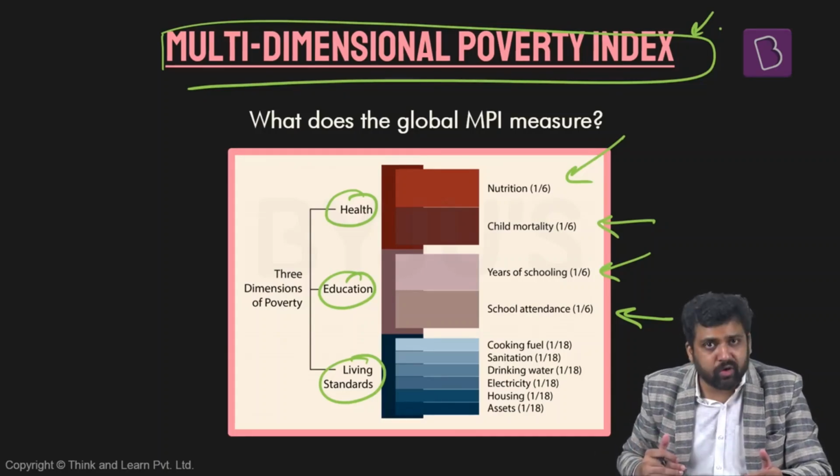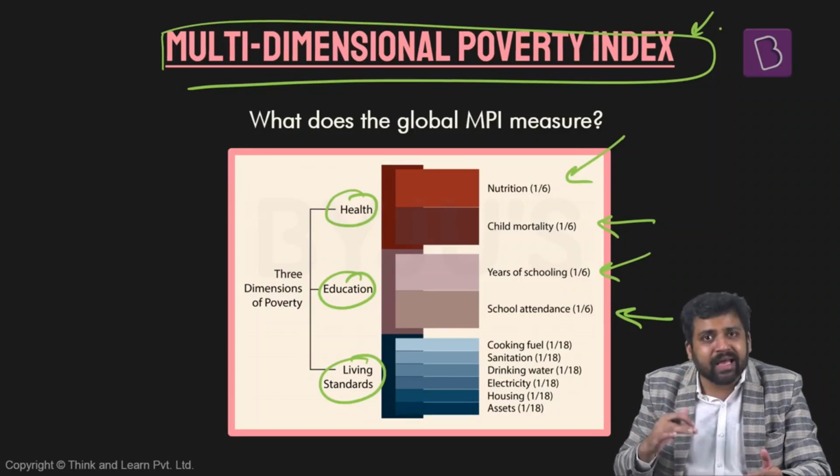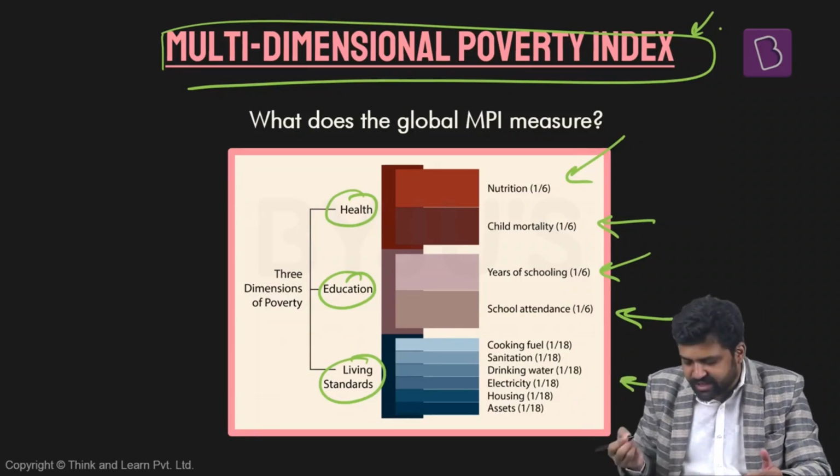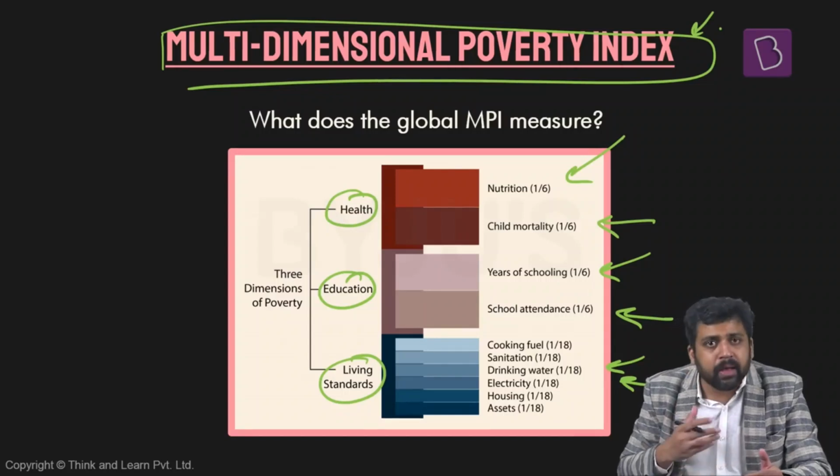Whether households have access to cooking fuel or not. Whether households have the right kind of nutrition status. Whether there is an instance of child mortality in some households. Whether households have electricity supply or not. Whether they have clean drinking water facilities or not. Whether households have toilets or not. So all these dimensions they're trying to measure.